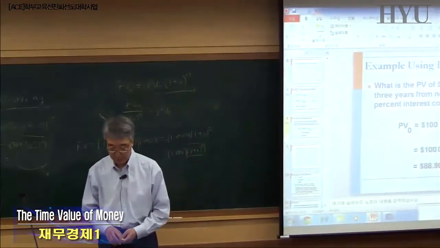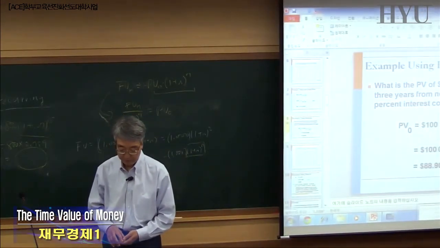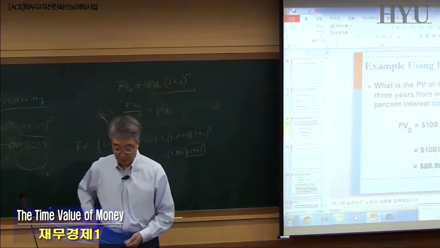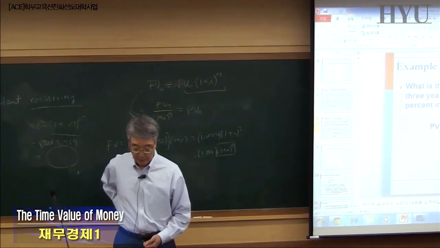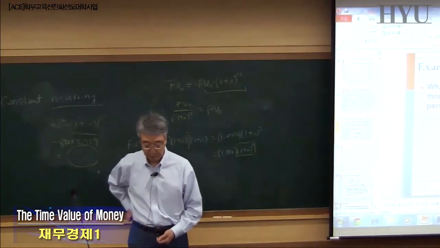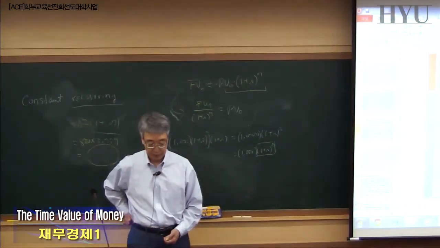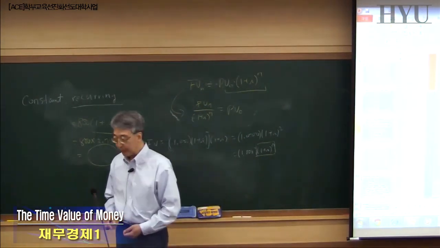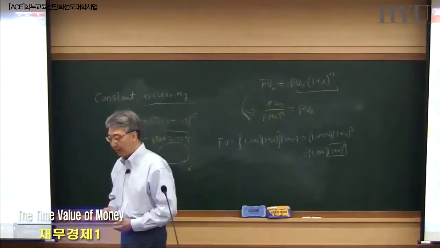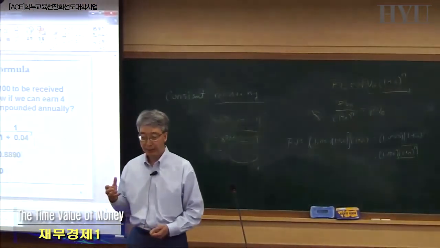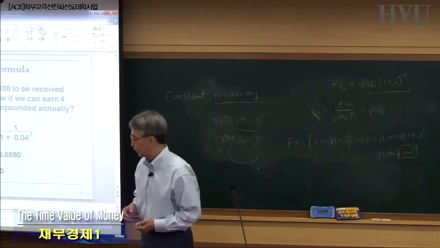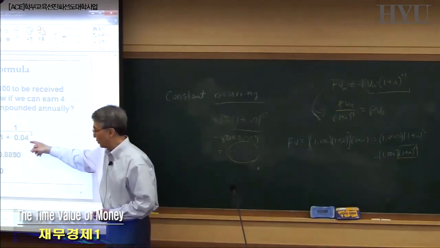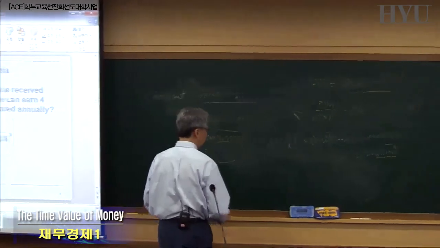Here is one simple example. Suppose you want to find the present value of $100 to be received 3 years later, and you can earn 4% interest compounded annually. Think about it. In questions like this, if someone promises you $100 3 years later, you have to decide what interest rate you're going to use. This interest rate is actually called the discount rate.